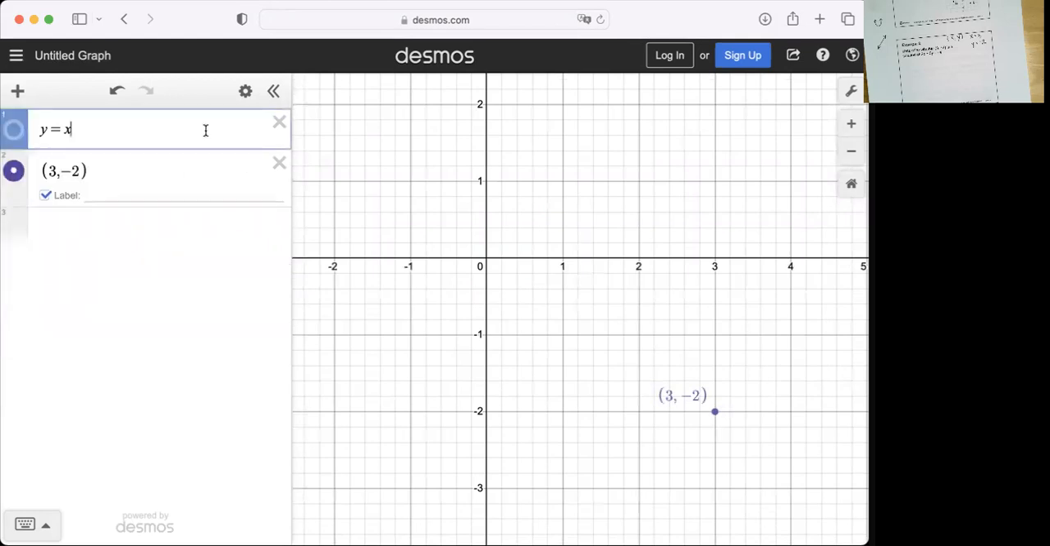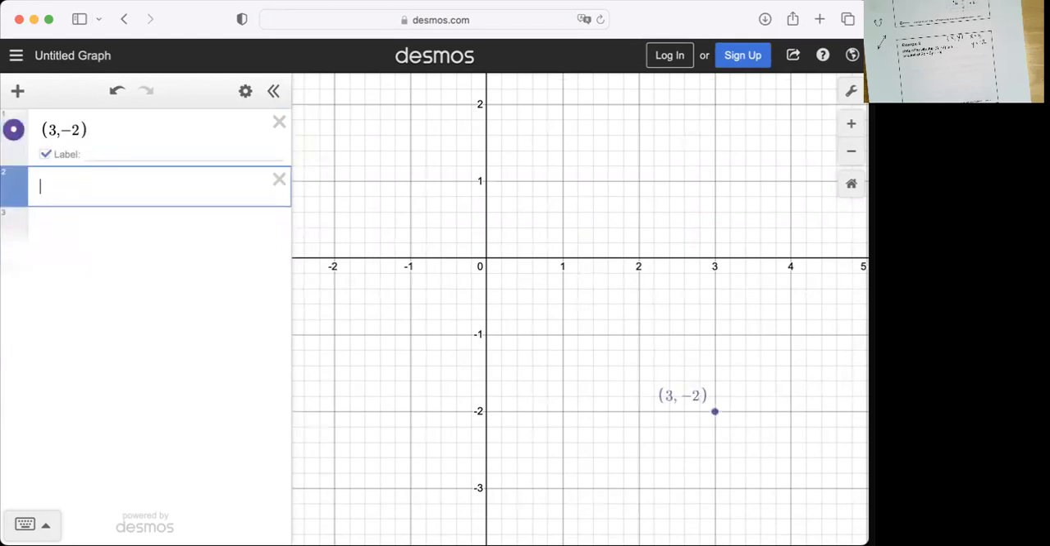And then I'm going to write the equation they gave us. The equation was 2x plus 5y is negative 4. And once I give it a number here, it's going to appear on the graph. And you're going to see that the line of that graph goes right through the point 3, negative 2.